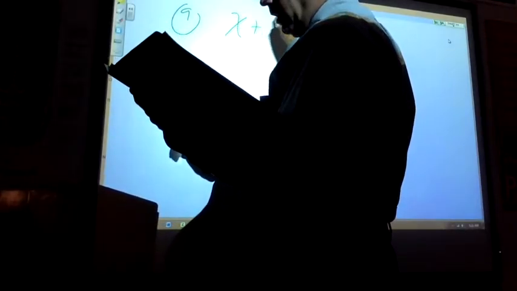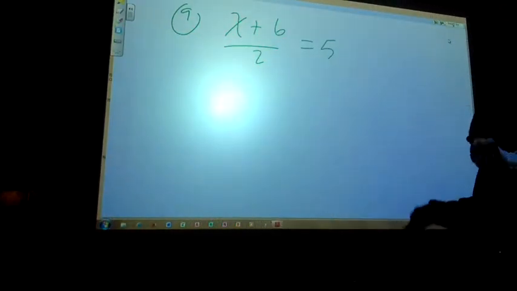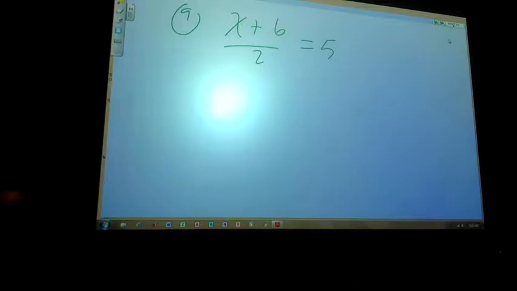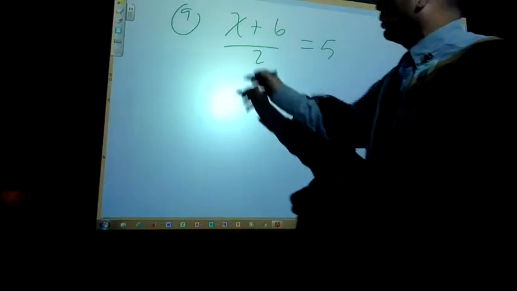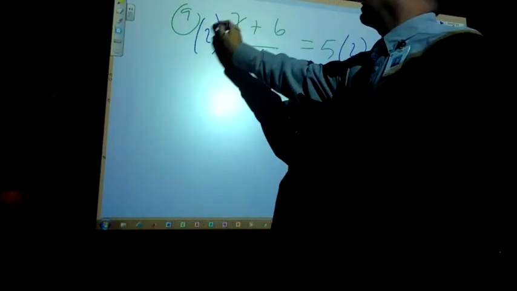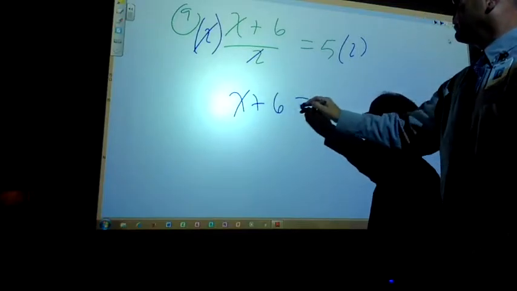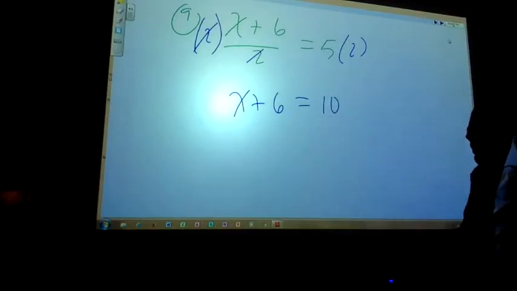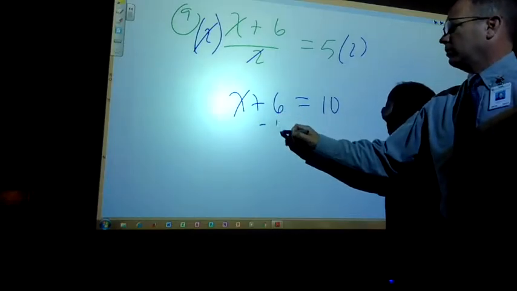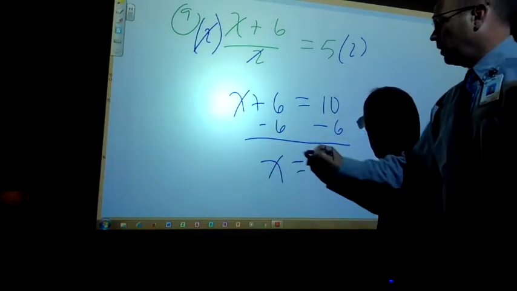Number 9. x plus 6 over 2 equals 5. So remember, the x plus 6 is all the way on top. In order to get rid of the x plus 6, what you do is multiply both sides completely by 2 first. That's going to cancel this. Then x plus 6 becomes all alone. And 5 times 2 is 10. Then from there, I'll subtract 6 from either side. So you get x is equal to 4.